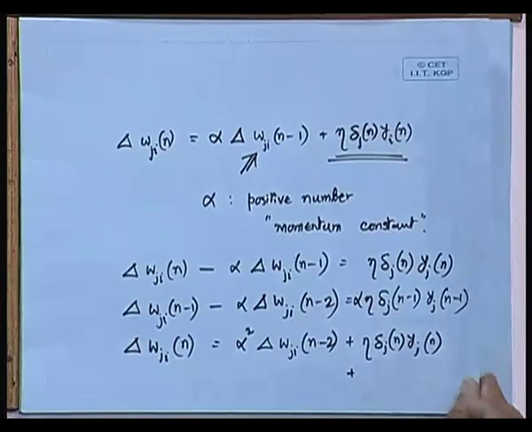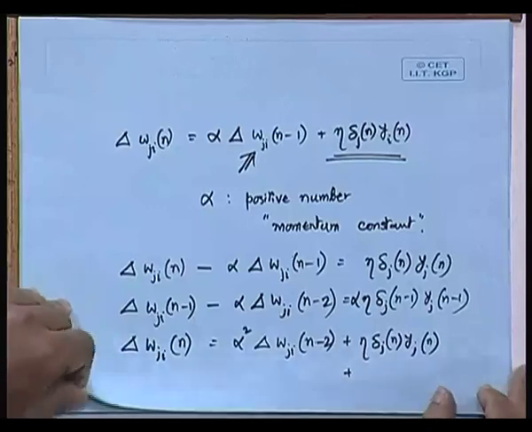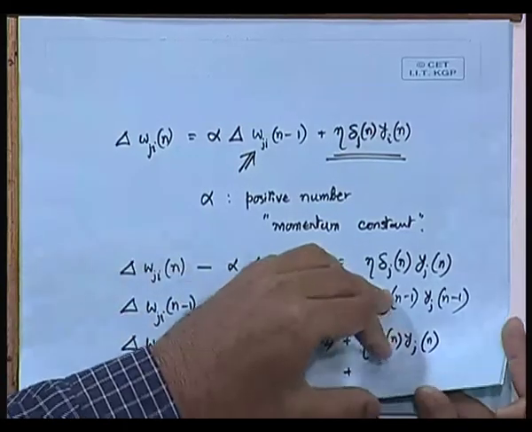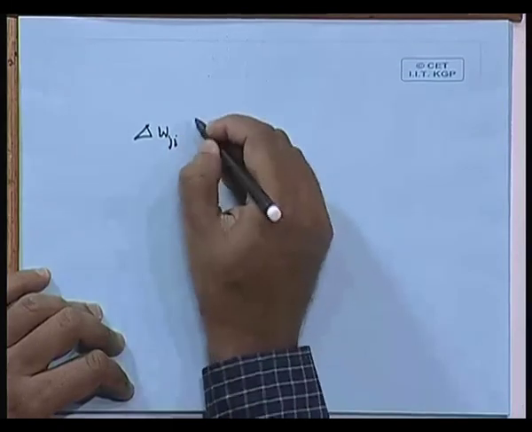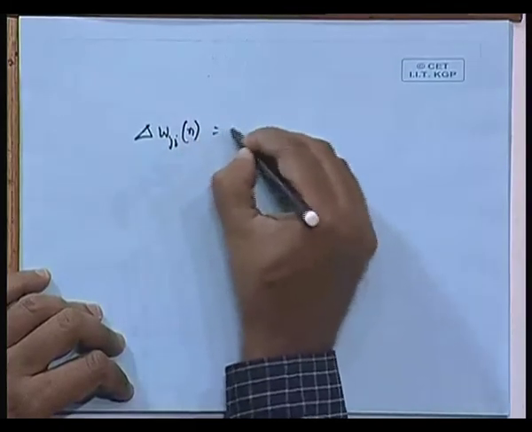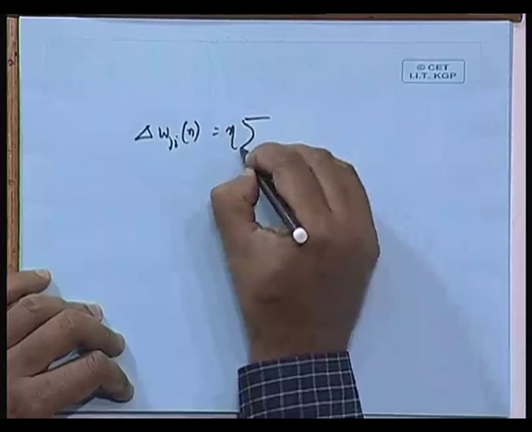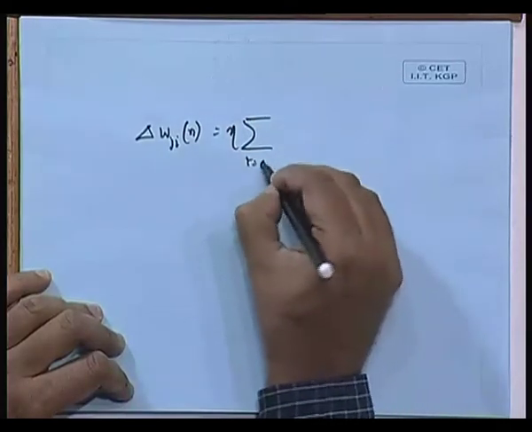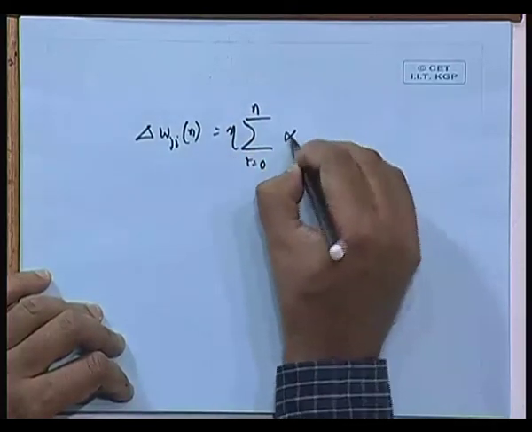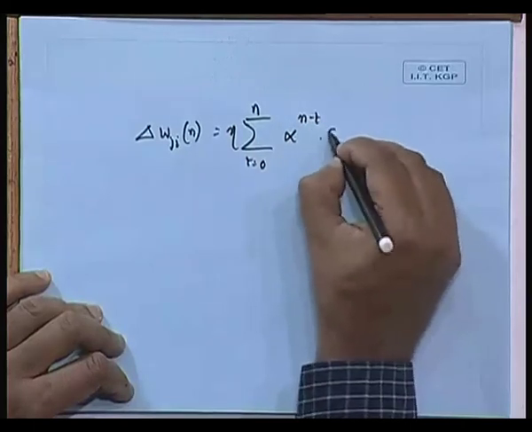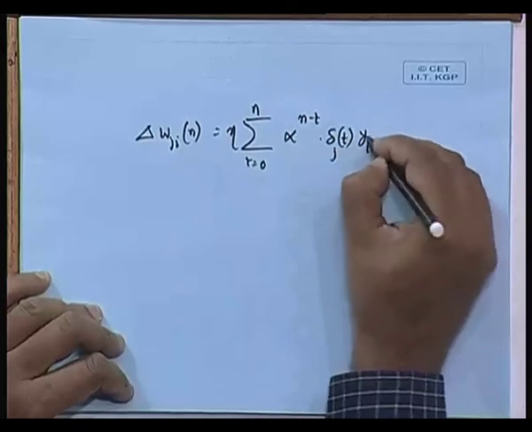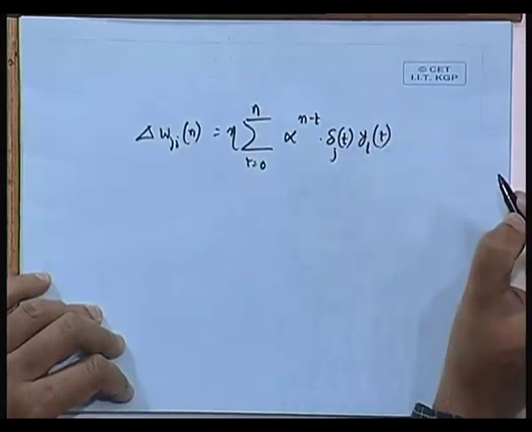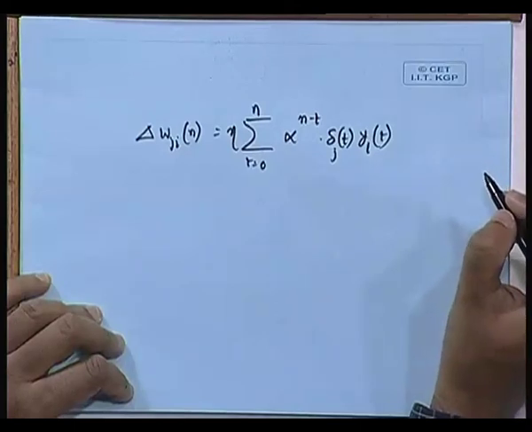You can verify this yourself by proceeding with the difference equation solving approach, that we are ultimately going to get delta Wji(n) equal to eta times the summation over t equal to 0 to n of alpha to the power n minus t into delta j(t) times yi(t). This is something that is going to express it.